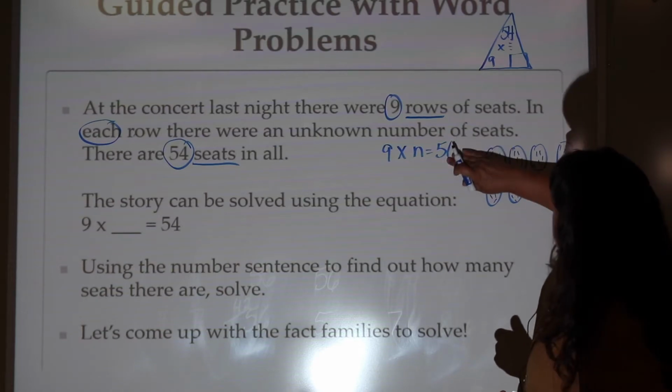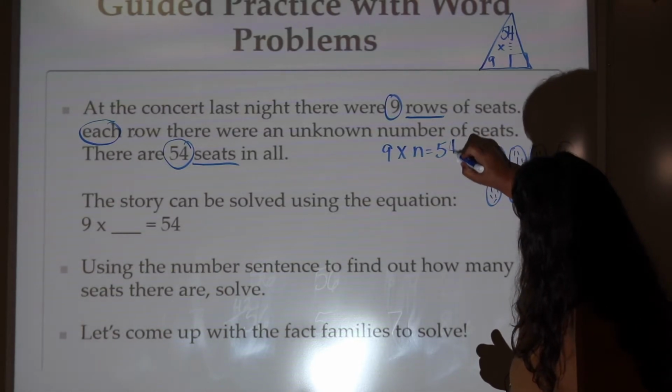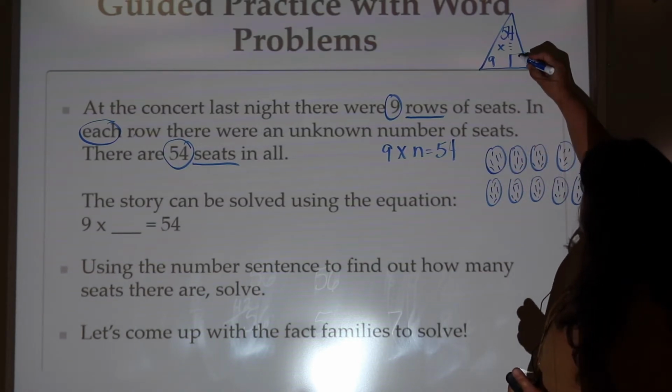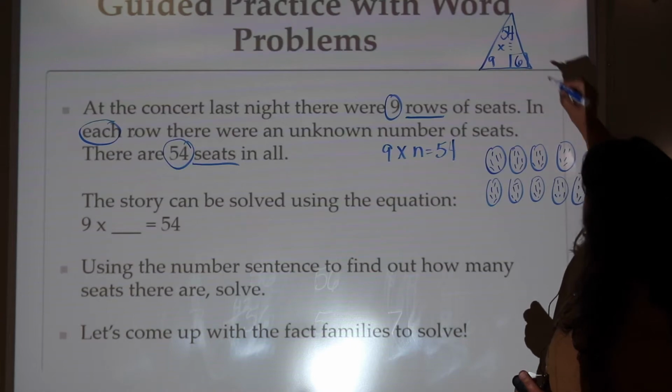And I keep doing that, 54, not 56. Sorry about that. 54. I've got 1, 2, 3, 4, 5, 6 in each one. Oh, that's my other number. 9 times 6 is 54.